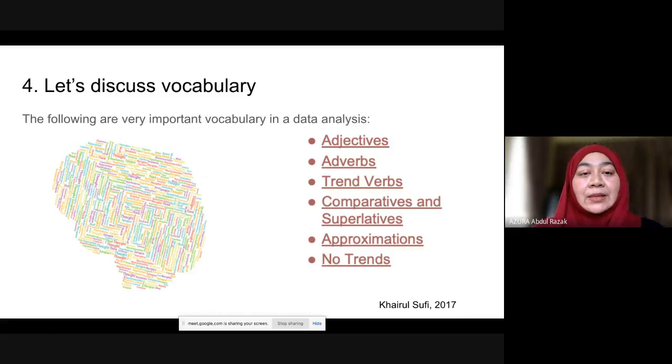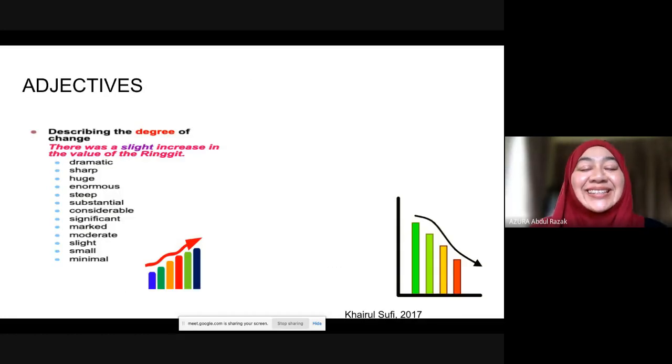Okay. All right. Now, we will do exercises on this later, so be patient, okay? We will have a hands-on session after this. Okay, now, next comes vocabulary, all right? The following are the very important vocab in data analysis: the adjectives, adverbs, trend verbs, comparatives, and superlatives, approximations, and sometimes no trends, okay? No trends. All right, now look at the adjectives here.